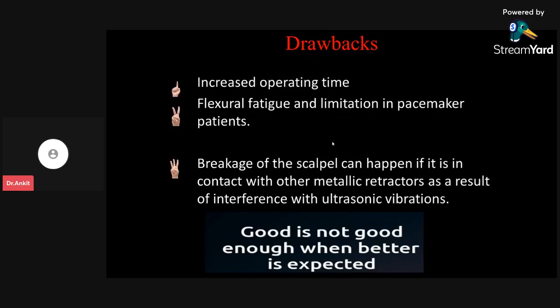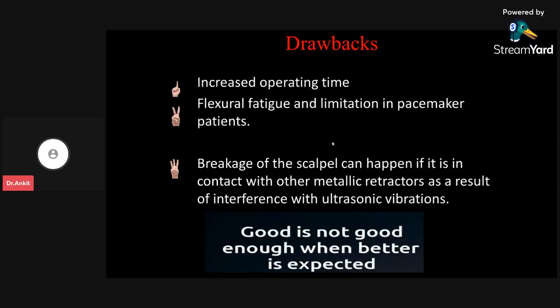Obviously, as we have discussed, every human has good and bad qualities. Similarly, all operating systems have a few advantages, and a few drawbacks as well. Obviously, it has increased operating time in comparison to the conventional instruments.